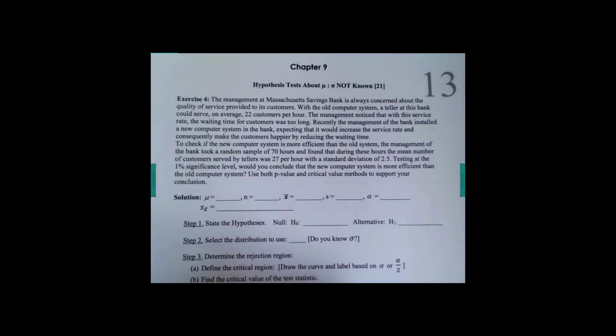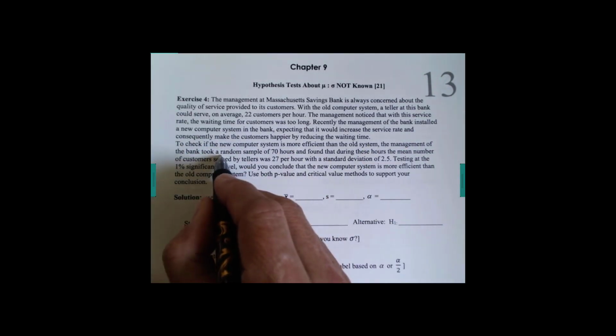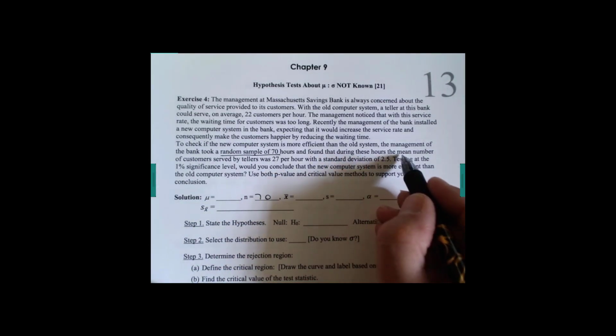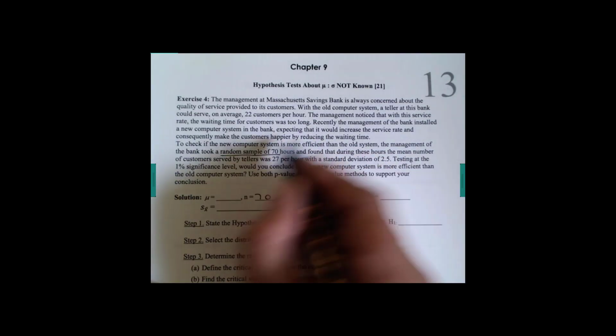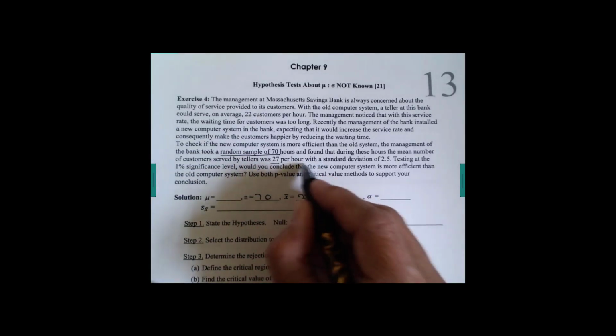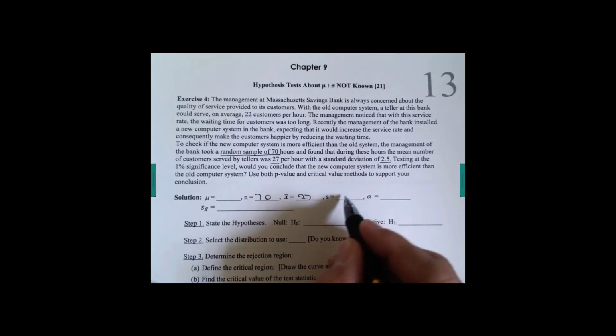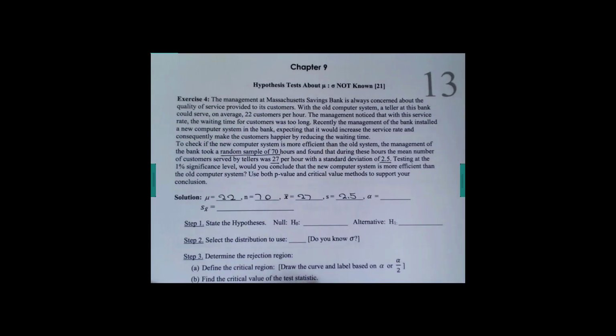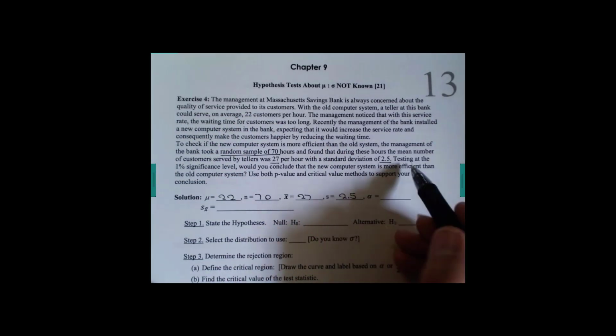So the management took a random sample, I know that's my sample size, right, of 70 hours and found that during these hours, the mean number, so this is the mean of the sample, was 27 per hour, and it had a standard deviation of the sample, didn't it? 2.5. So I'm going to go back and say this 22 per hour is what we're going to compare it against, because I'm pretty sure now.